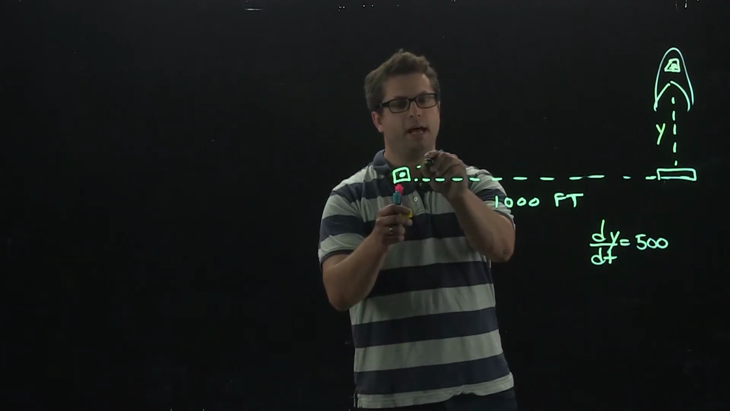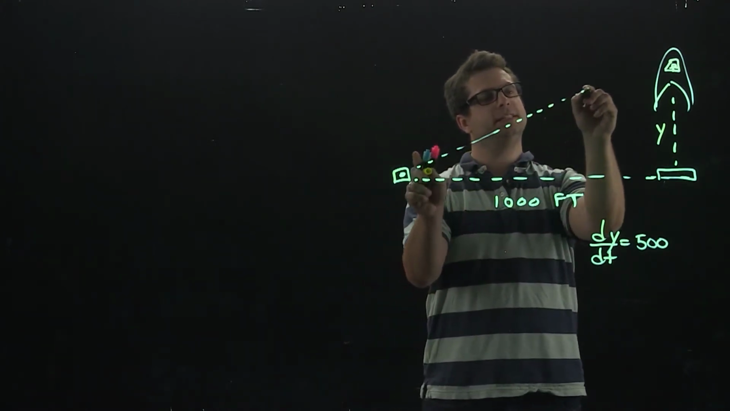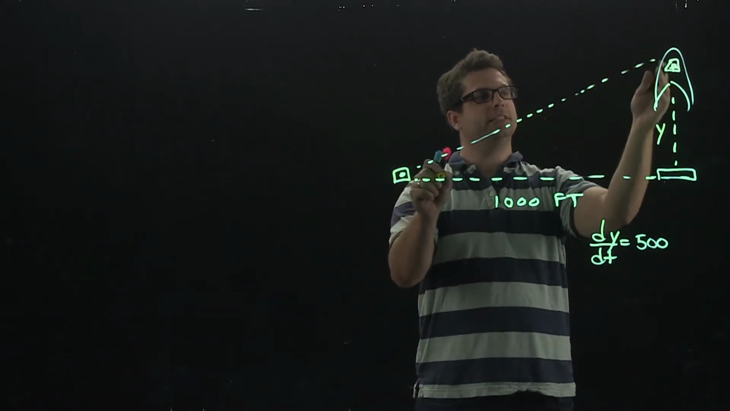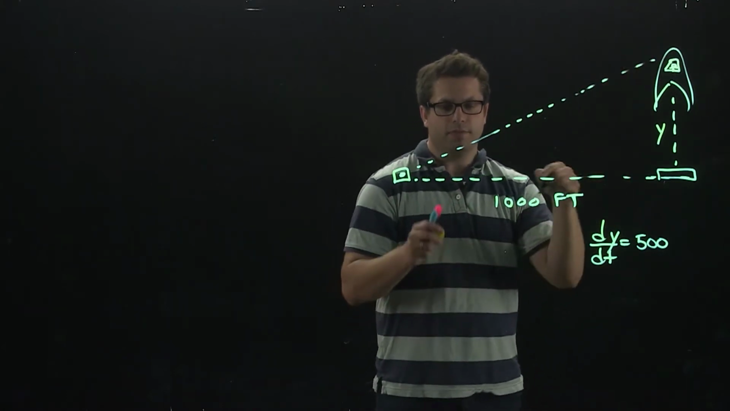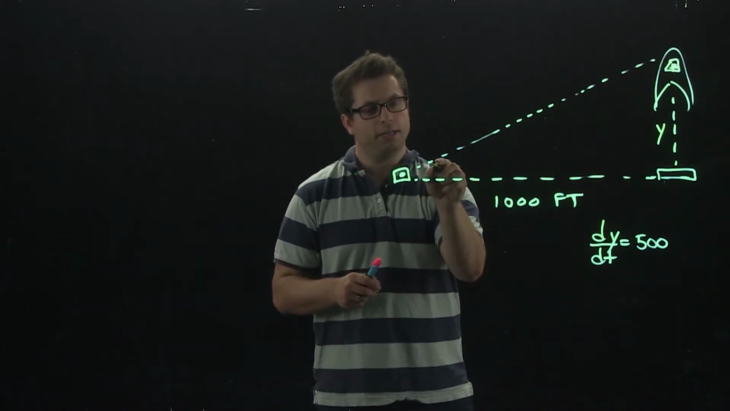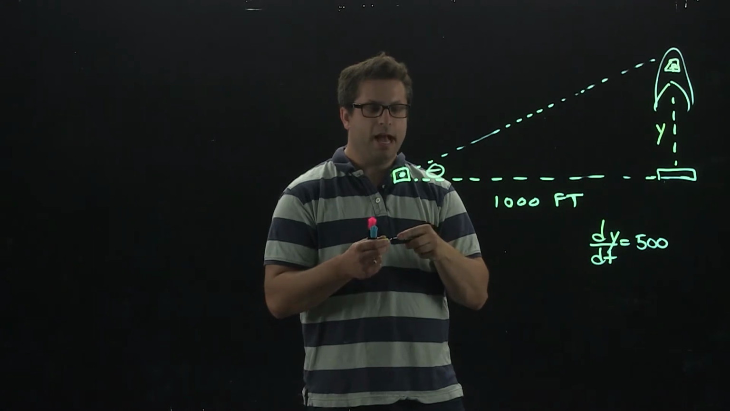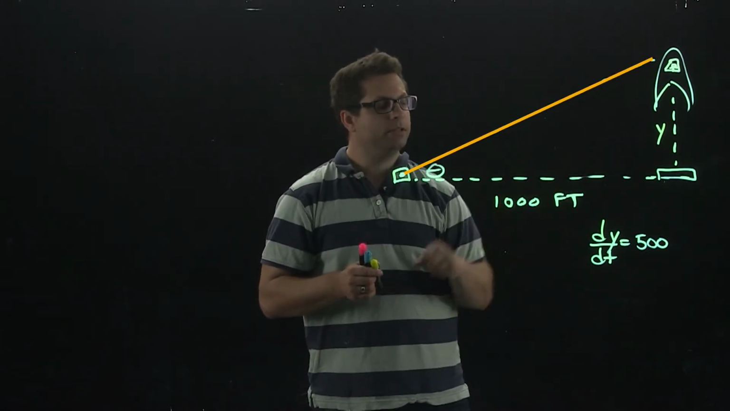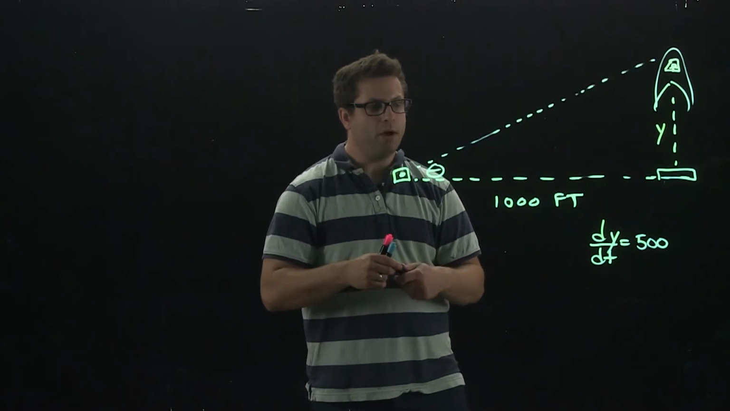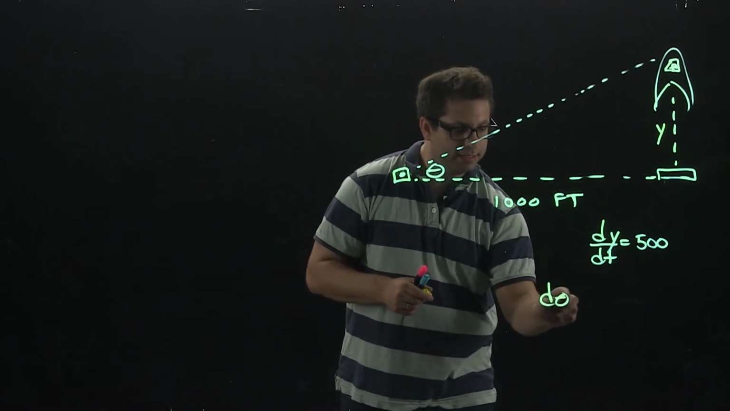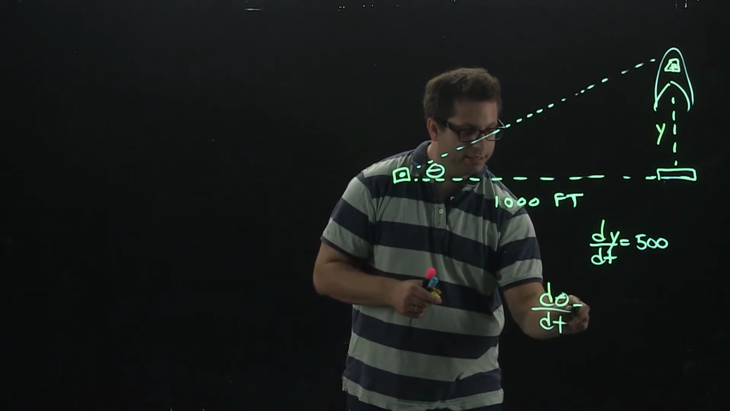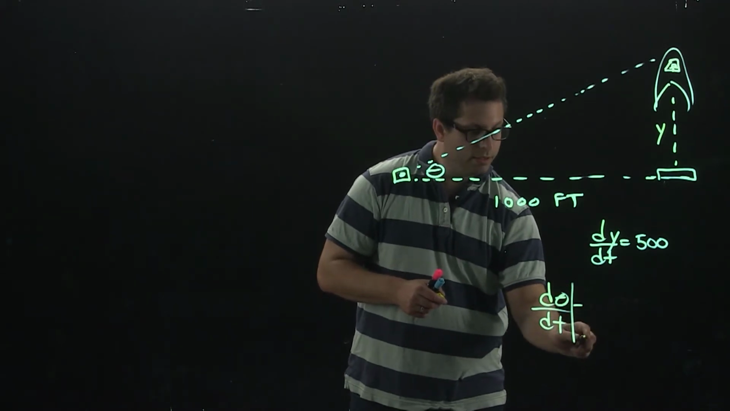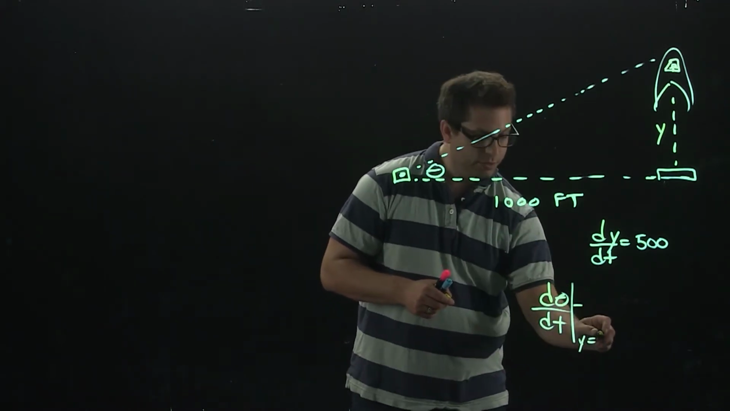Now in part A, I wanted to know how fast this line is increasing as the rocket goes up. But for this video, we are talking about theta. How fast is this angle increasing as the rocket ship goes up? Now in this video, I want to know what dθ/dt is when y is 2,000 feet.